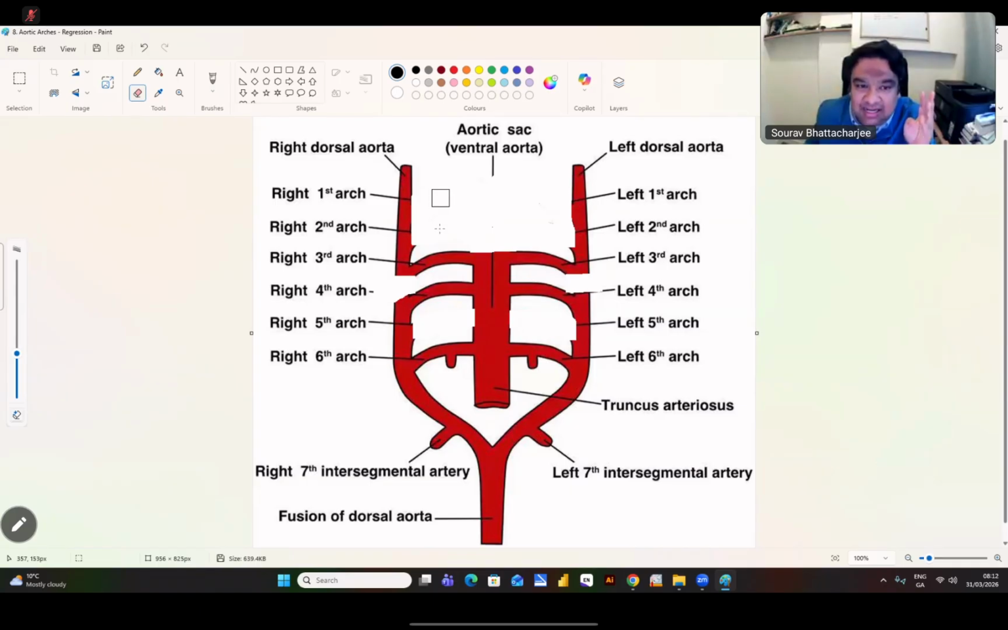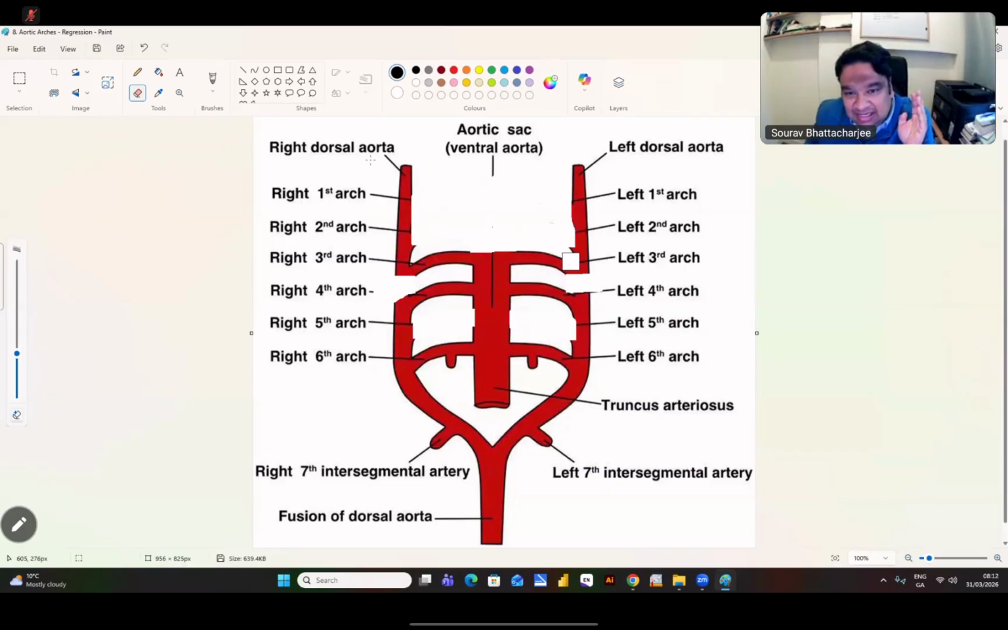They stay as the maxillary artery and stapedial artery. These are not major arteries, but of course they're important. And the third arch, they will form the internal carotid artery. They will get separated from the fourth arch, and they will become independent. And these are the internal carotid arteries.